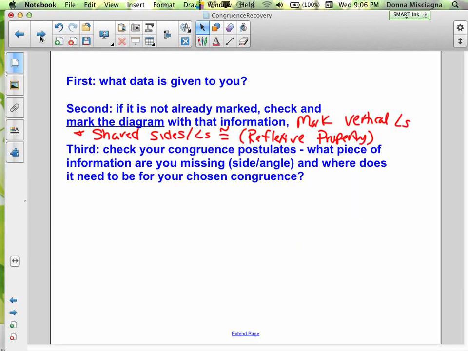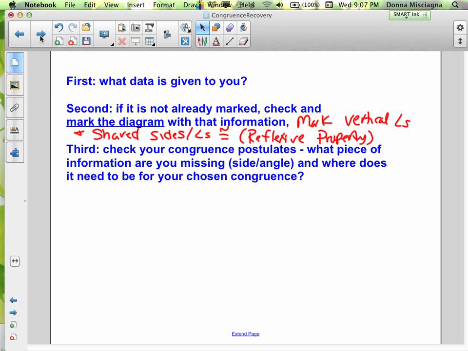All right, so when you're given problems like this where you're trying to prove triangle congruence, the first thing you want to do is ask yourself what data is given to you. Look carefully. Do you have measurements? If you've got the measurements and they're the same in both triangles, you know they're congruent, so mark those congruent. Second, if it's not already marked, check and mark the diagram with that information, as well as mark vertical angles and shared sides and angles. Vertical angles are always congruent, and shared sides and angles are always congruent using the reflexive property.